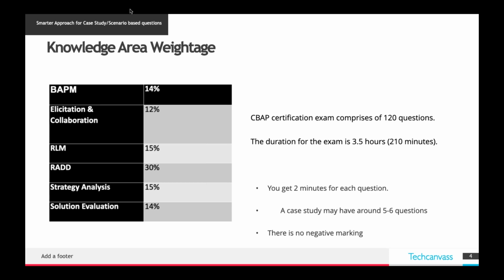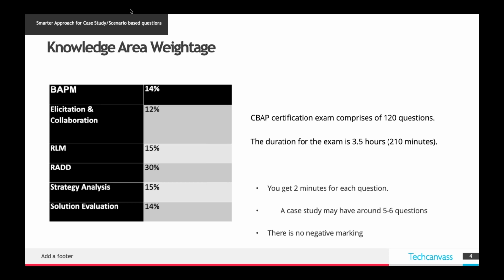A set means it can be 3 paragraphs, or it can be around 6 to 7 paragraphs. It can have some 6 or 7 tables, or it can have a use case diagram. So it can hover around 2 to 3 pages also sometimes. In my CBAP examination, I got a case study based question which went for 3 pages.